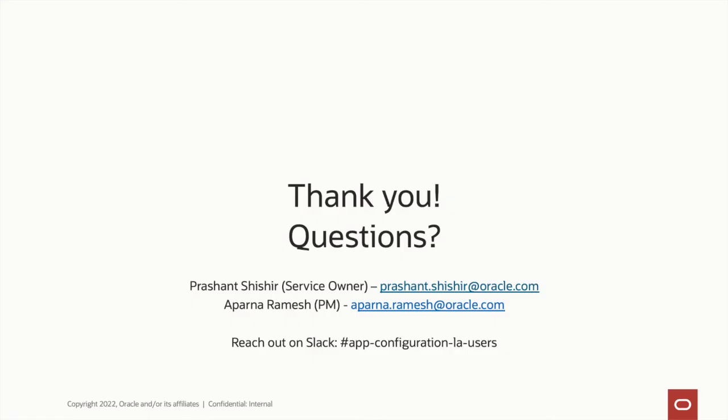That concludes our demo. The application configuration service is now available in limited availability and will go to general availability in September 2022. We would love to get your feedback on the service so we can effectively shape our roadmap going forward. Some exciting features to look for post-GA are integration with OCI Vault and the ability to lock properties, that is, ensure a property cannot be updated unless some conditions are met.